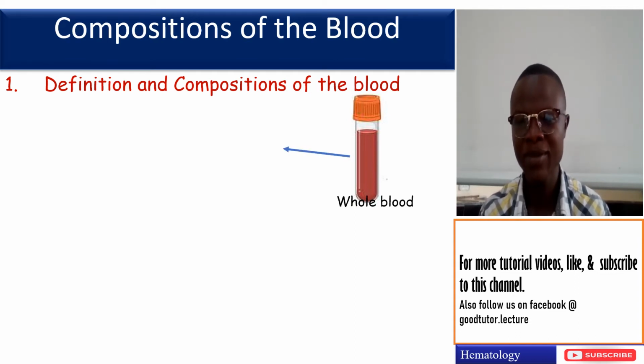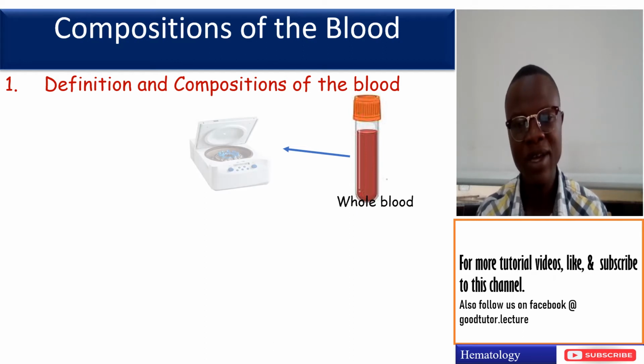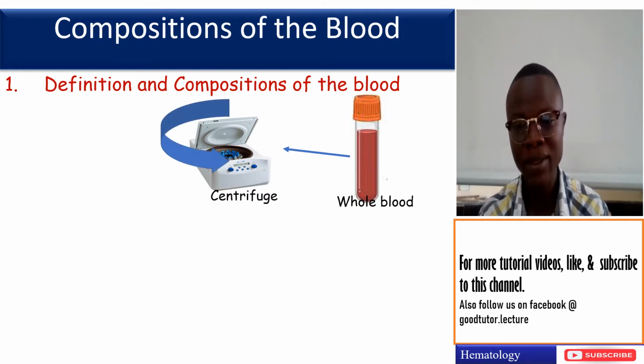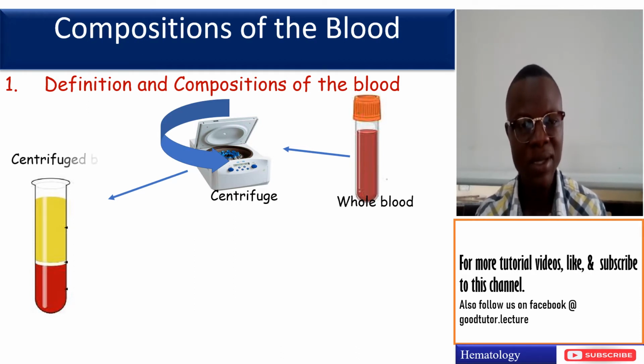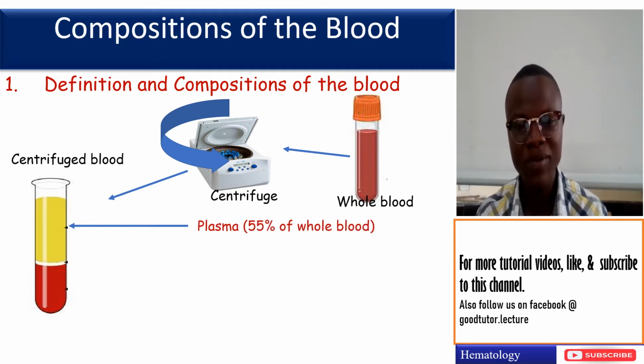When this blood is obtained in a test tube, we have it placed in a centrifuge. Within a centrifuge, the blood is spun for a length of time, and the spinning of this blood causes it to divide into different layers. So the centrifuged blood here has an upper layer that is primarily fluid and is called the plasma, which constitutes about 55% of the whole blood.